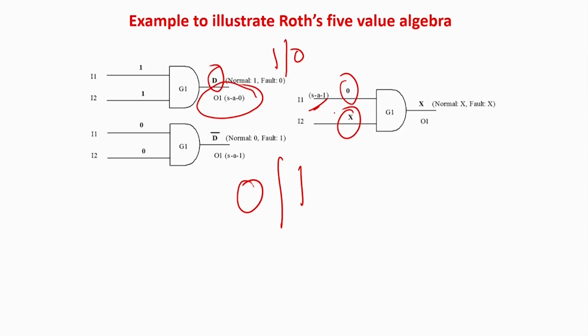X means I do not know what I have applied, so in that case the output is X, because we know that in an AND gate this is a controlling pattern, so the output will be X. This is the Roth's 5 value algebra.